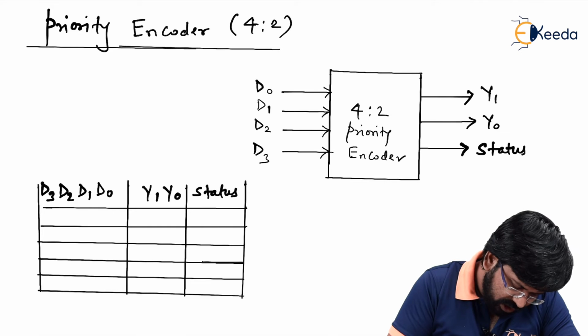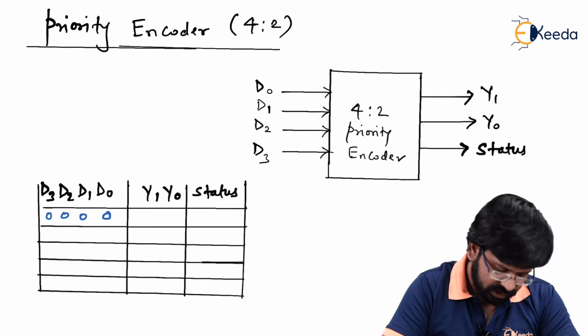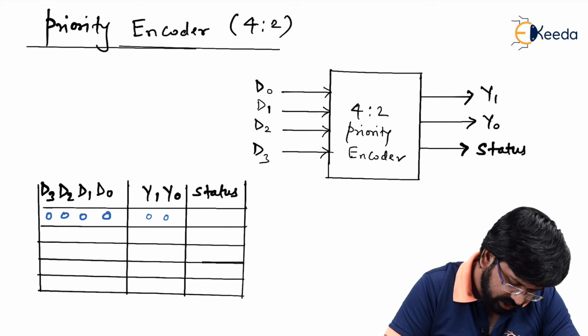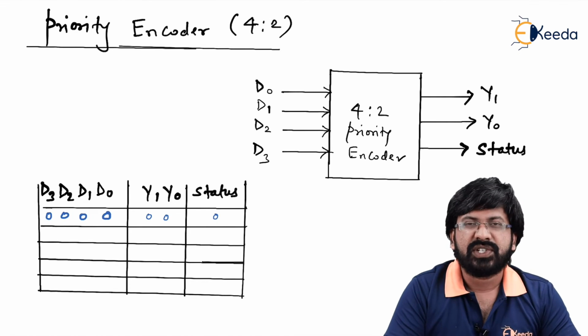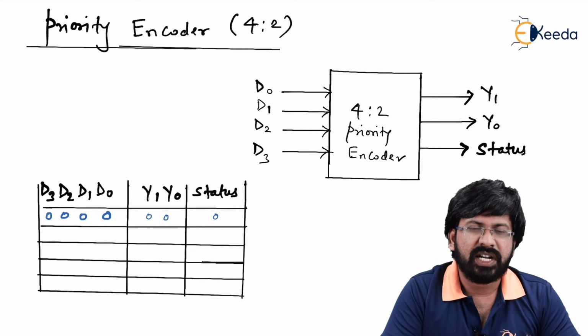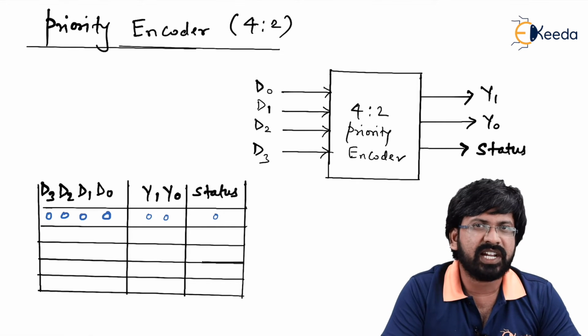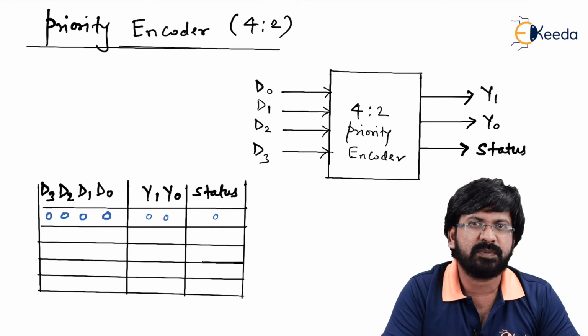Assuming that all the inputs were initially 0. If all the inputs are deactivated, of course, the outputs are also deactivated along with status. Status equal to 0 indicates that none of the inputs is active. But at the same time, if status becomes 1, it indicates that one of the inputs out of D0, D1, D2, D3 must be activated.